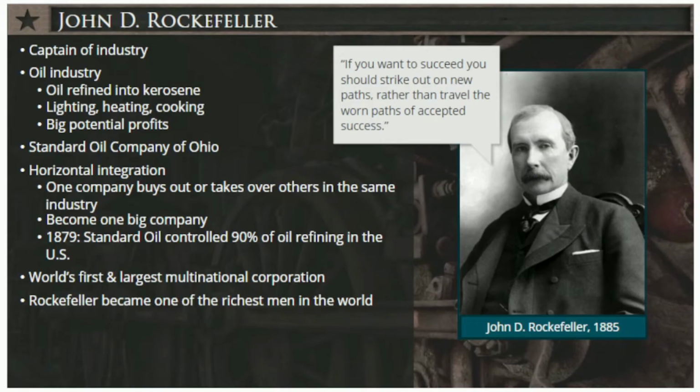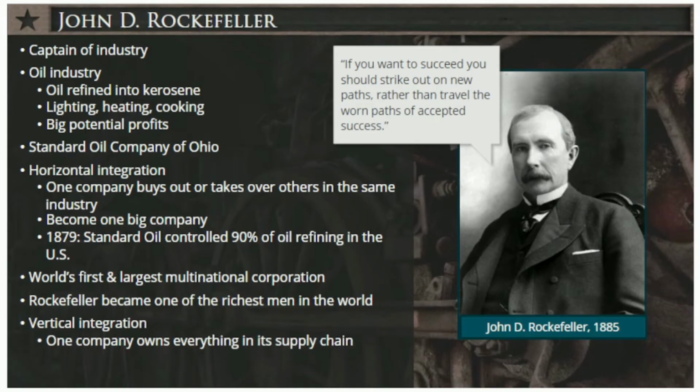Standard Oil practiced what economists call vertical integration. With vertical integration, one company owns everything in its supply chain. This meant that Standard Oil produced, controlled, or owned everything it needed to operate and did not have to rely on the products or services of other businesses. It produced its own oil and barrels, owned most of the pipelines leading to the railroads, owned the railroad tank cars the oil was transported in, and even owned the oil storage facilities.